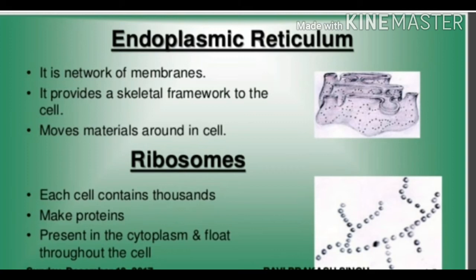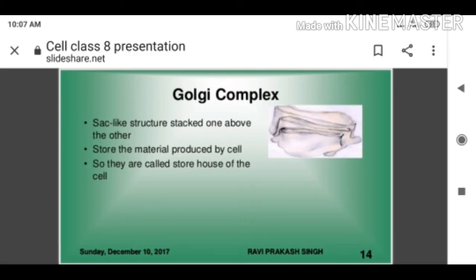Ribosomes. Ribosomes are also cell organelles, and each cell contains thousands of ribosomes. They are the site of protein synthesis. They are present in the cytoplasm and float throughout the cell. They are also present on the endoplasmic reticulum.